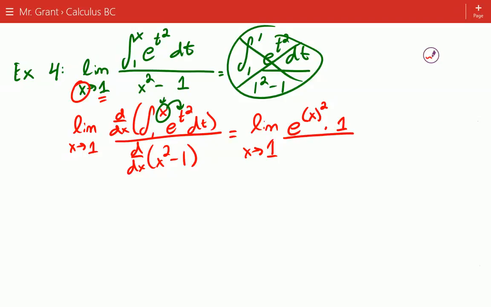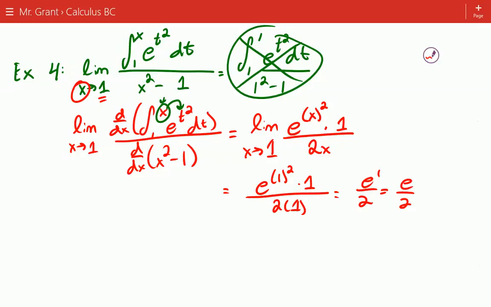Over the derivative of x squared minus 1, which is just 2x. Alright, now let's see if we can evaluate at 1. We end up with e to the 1 squared times 1 over 2 times 1. And I don't think we're going to get any indeterminate forms here. We just end up with e to the first over 2, which is really just e over 2, and we're done.